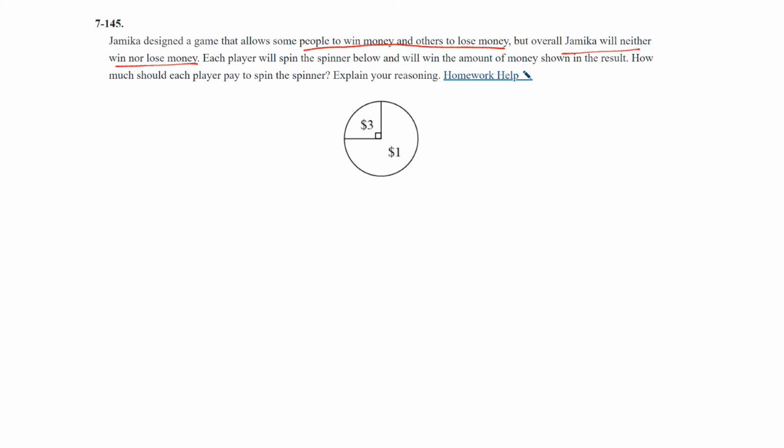So what we're looking for is the expected value. How much do we expect each player to win over time? So the $3 is 1/4 of the spinner. The $1 is 3/4 of the spinner. So our expected value is 3 times 1/4 plus 1 times 3/4. And that will be 0.75 plus 0.75. So $1.50 is the expected value.